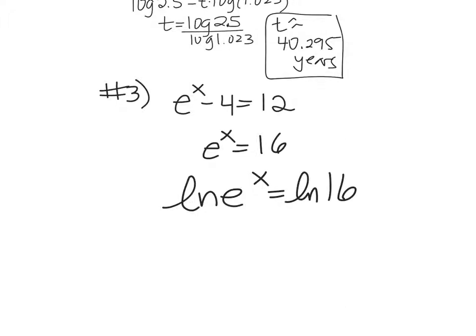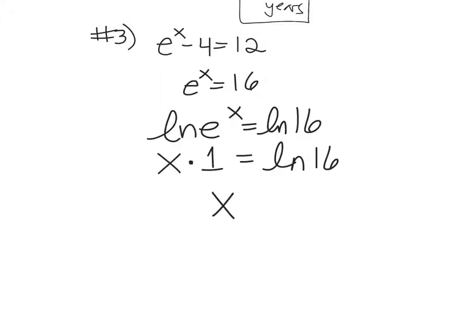You bring that x down, you get x times ln e. And what's ln e? It's 1. So x equals the natural log of 16. And so we get that x is about 2.773.